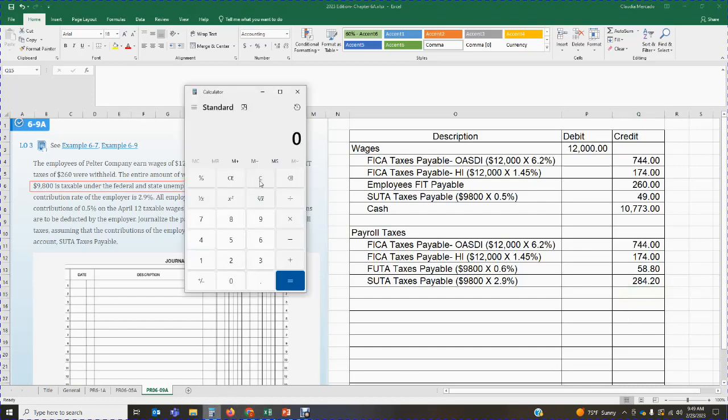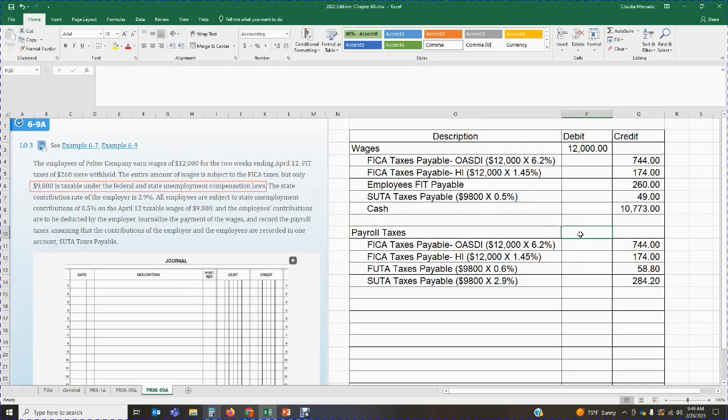We're going to add them together. We've got 744 for OASDI, 174 for HI, 58.80 for FUTA, and 284.20 for SUTA. So the amount of my payroll taxes is 1,261. Now that I know that, I can plug that into my payroll taxes expense account right here.